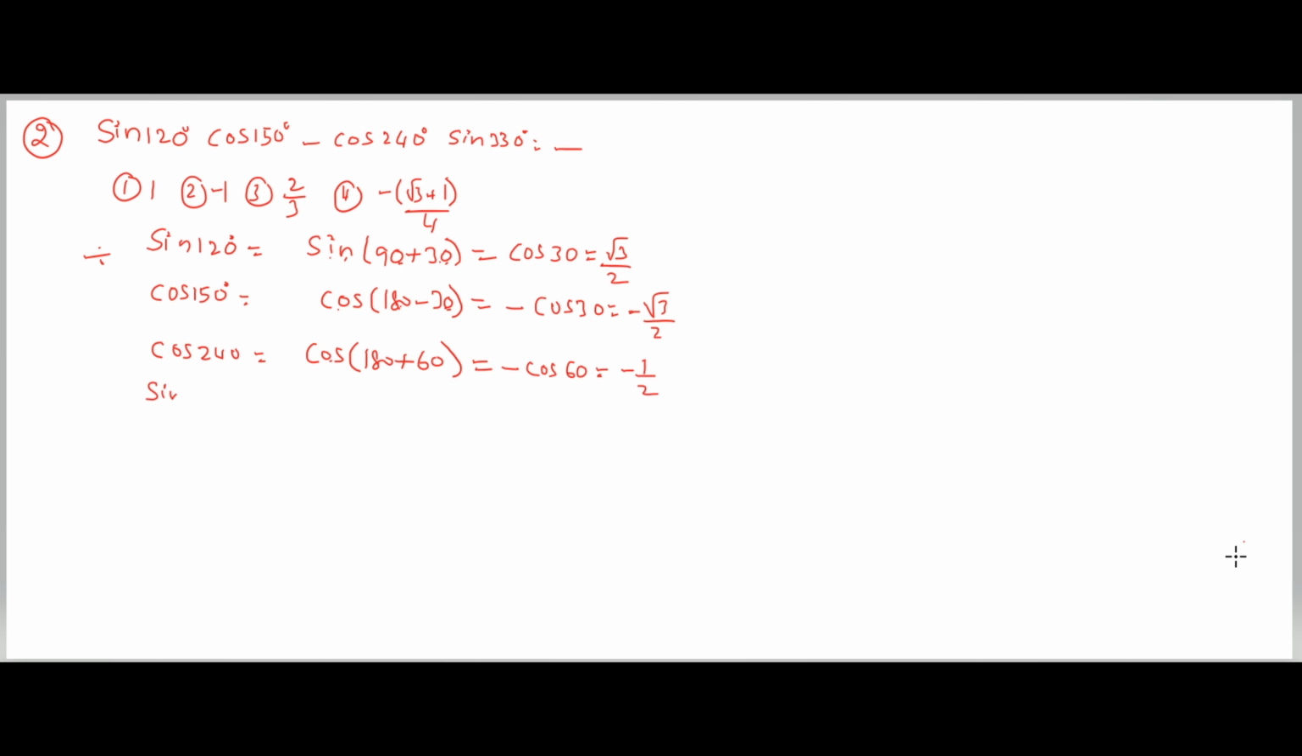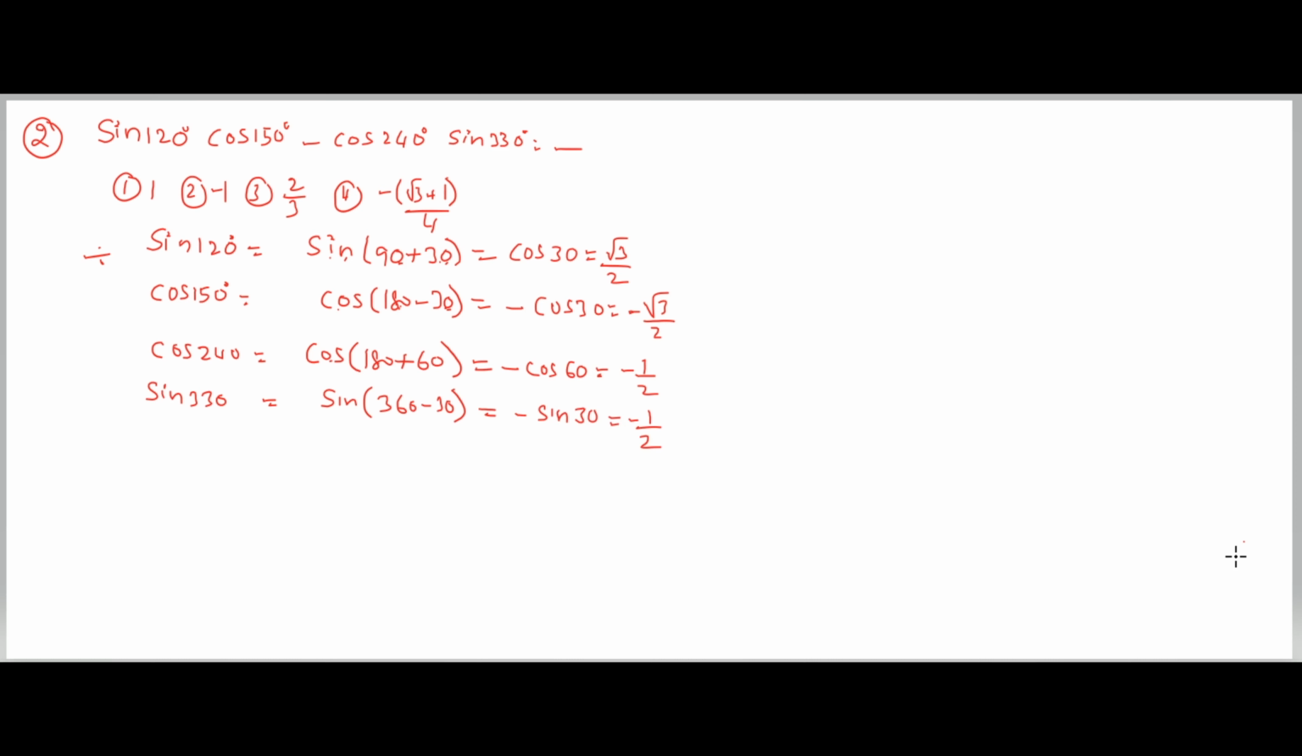Sin 330 degrees. Sin 330 is written as sin of 360 minus 30. 360 minus theta lies in the fourth quadrant. In the fourth quadrant, sin is negative, so minus sin 30, that is equal to minus 1 by 2.